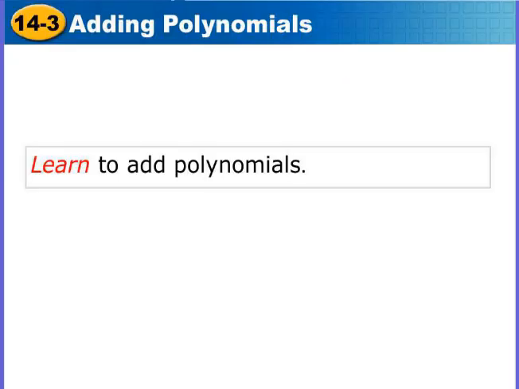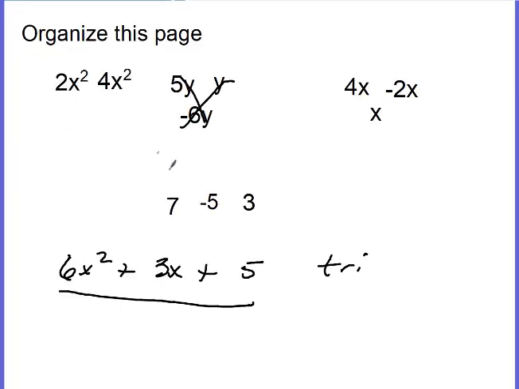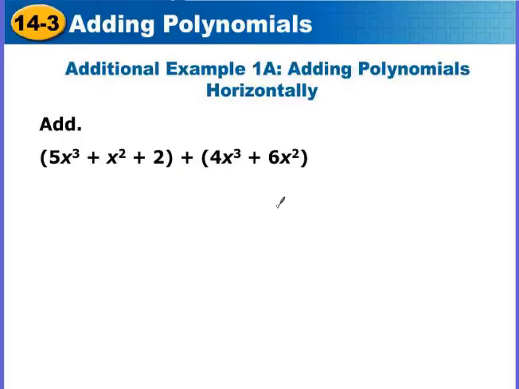Now, what we're going to do for the rest of this lesson is learn how to add polynomials. And what you have to understand about adding polynomials is that all we're doing is combining like terms, putting like things together. So here is an example of that. We've got 5x cubed plus x squared plus 2 plus 4x cubed plus 6x squared. Now since everything is plus right here, I'm ready to go. I want everything to be plus.